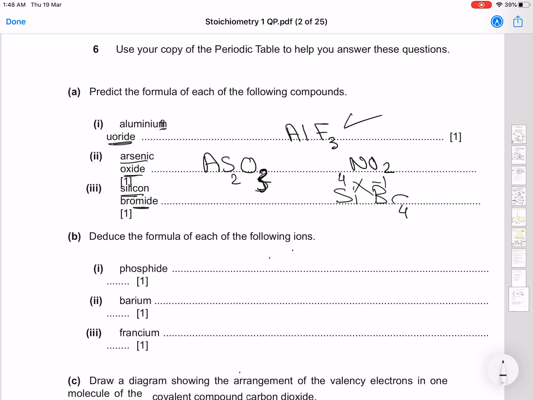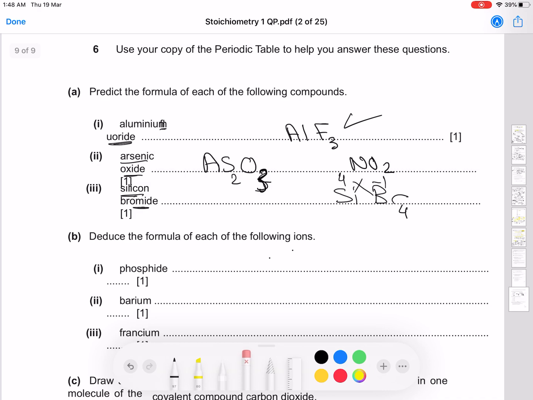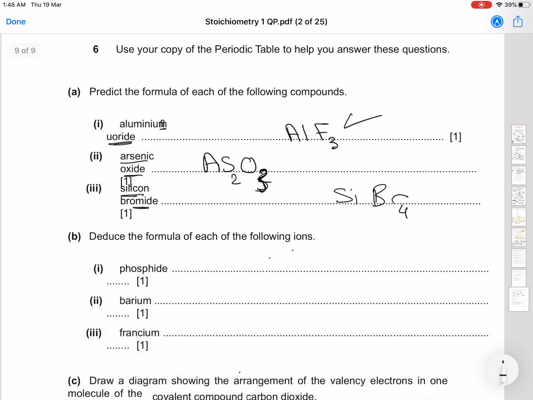I'm just going to remove these and write it properly, so it will be SiBr4. Okay, and now let's deduce the formula for each of the following ions.